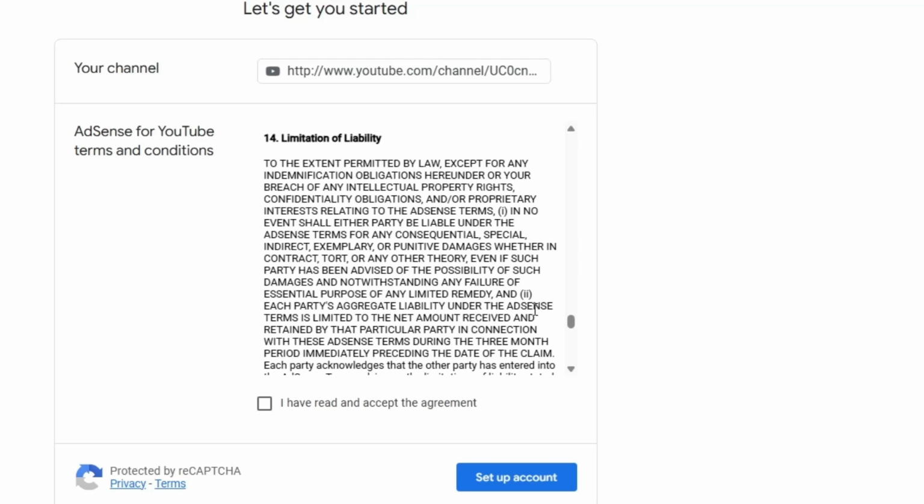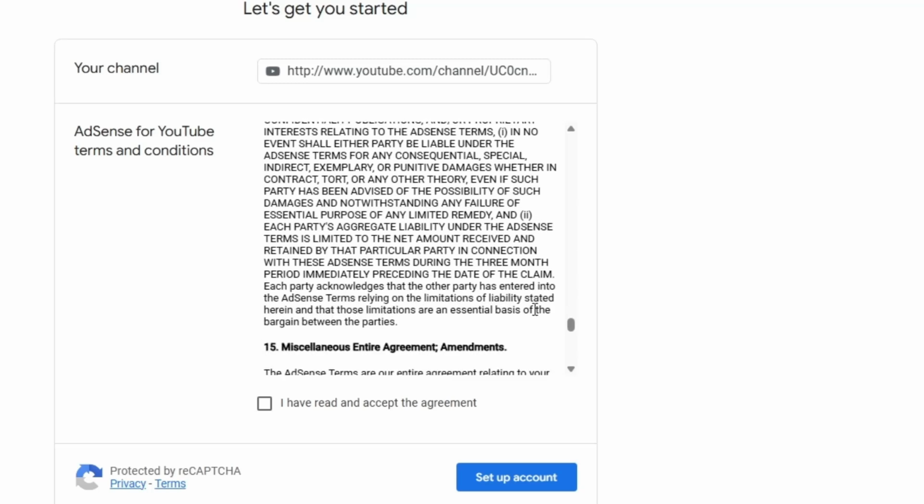2. Each party's aggregate liability under the AdSense terms is limited to the net amount received and retained by that particular party in connection with these AdSense terms during the 3-month period immediately preceding the date of the claim. Each party acknowledges that the other party has entered into the AdSense terms relying on the limitations of liability stated herein, and that those limitations are an essential basis of the bargain between the parties.